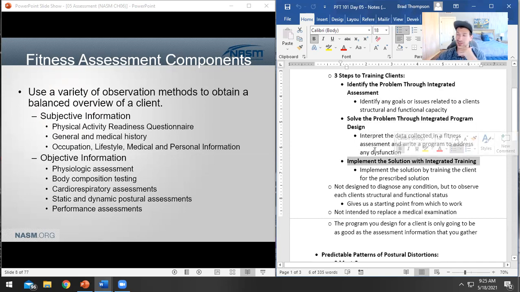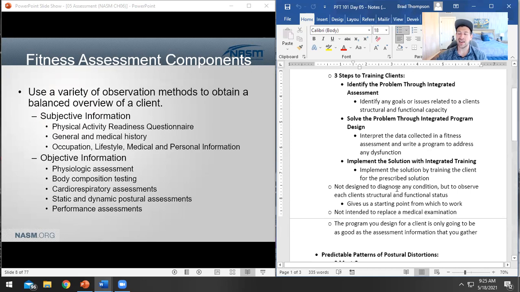So step 3 is the simple one. Step 3 is, train them. Take the program that you wrote and actually go do it, implement that solution by training your client for their prescribed solution, right? So we identify the problem, we solve the problem, we integrate the solution, or implement the solution. Perform a fitness assessment, write a program based on it, train them.